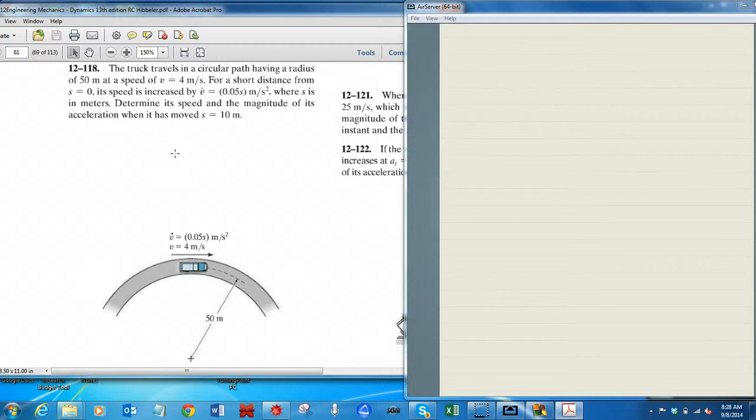Okay. So V dot is dV dt equals 0.05 S. Now, what do you do? This is a differential equation. Scary, but it's a differential equation.